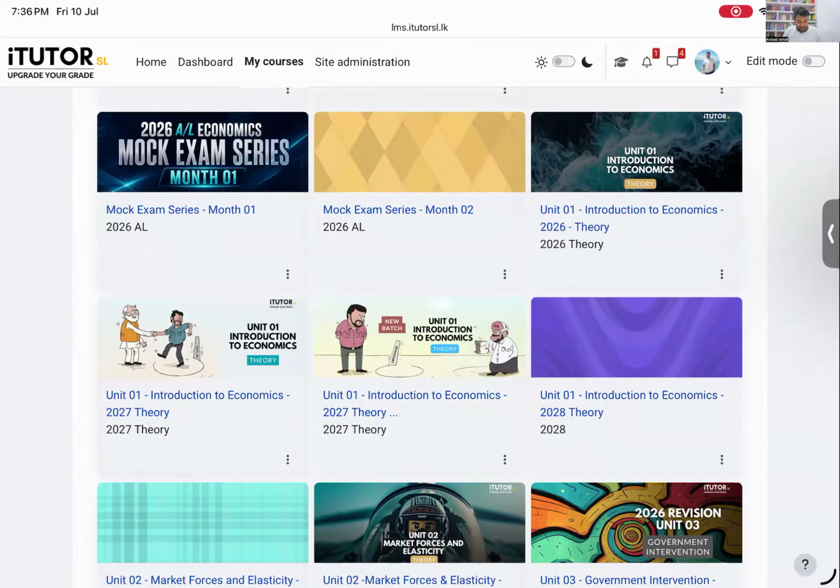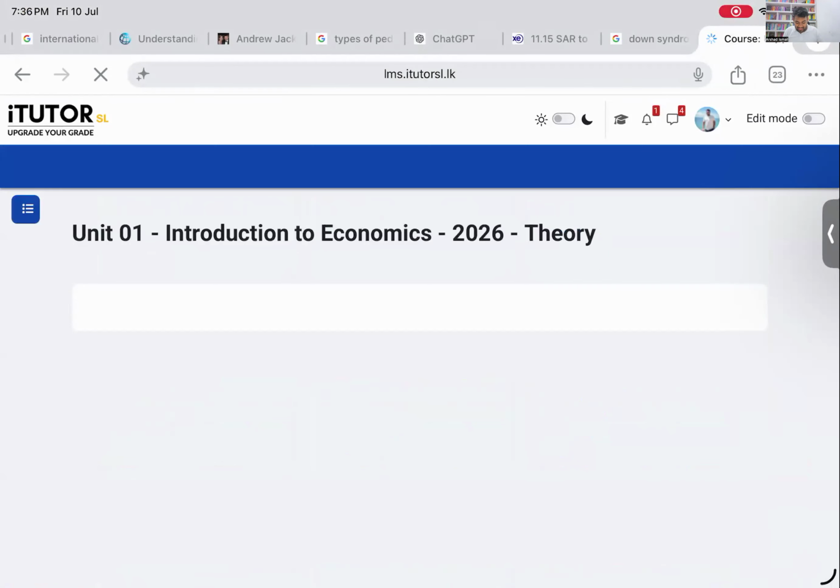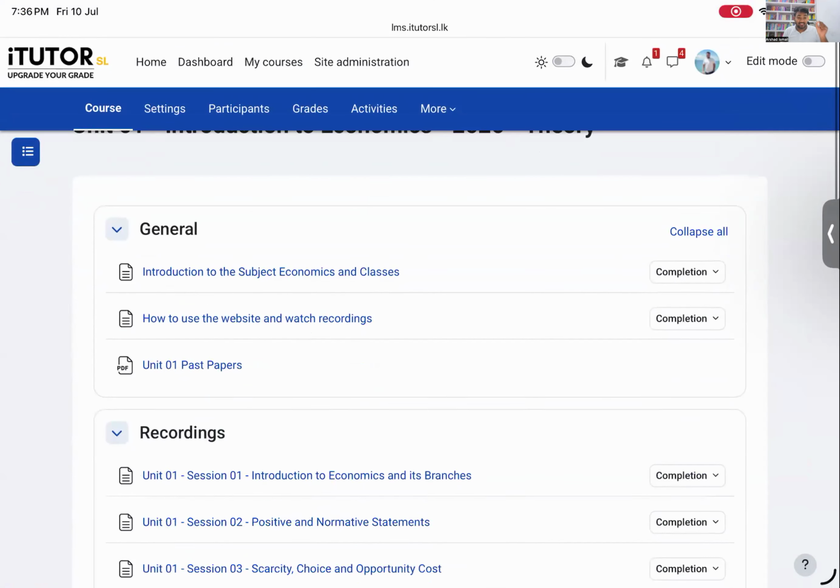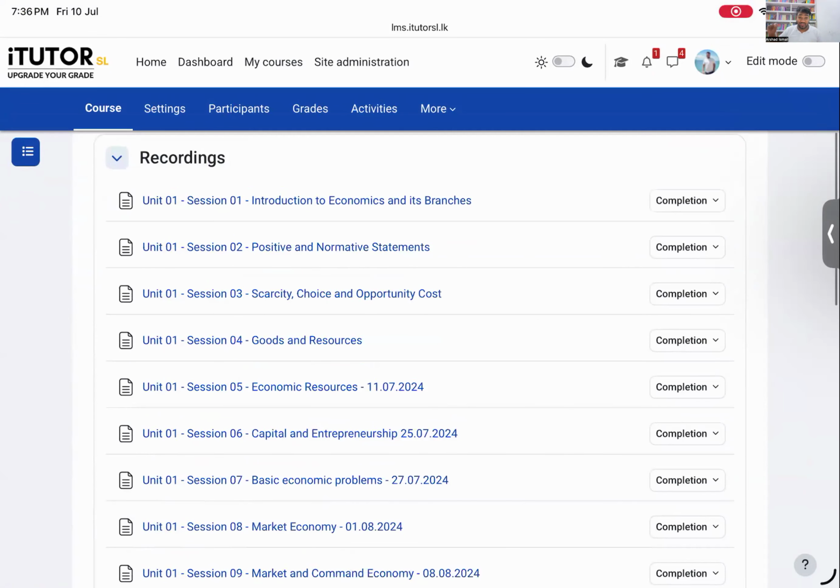So if you open that, Lamai, all their recordings are there. Recording session 1, session 2, session 3. So they did this, Lamai, 2 years ago. So here the dates, can you see? Session 5, 11th of July 2024. 11th of July 24 is exactly 2 years from now. No? Today is 10th of July 26.